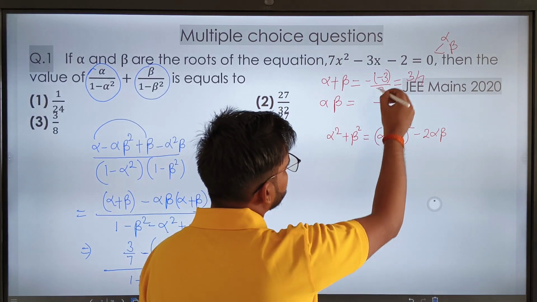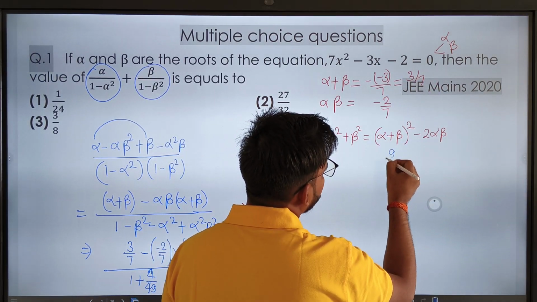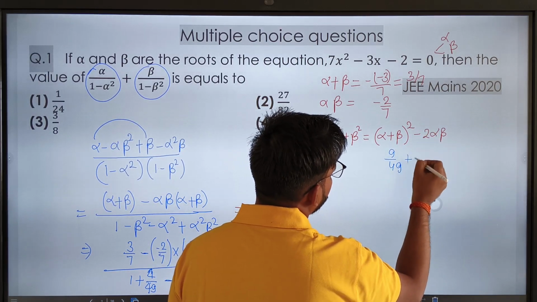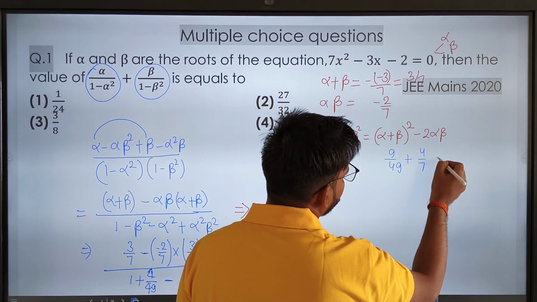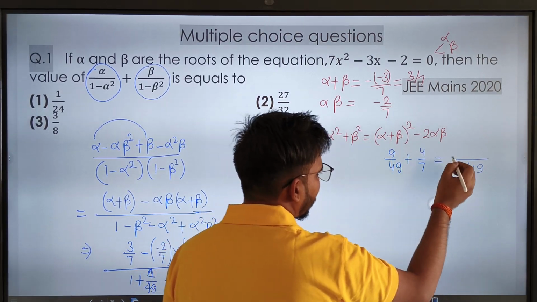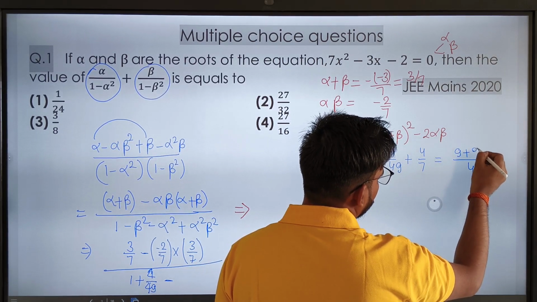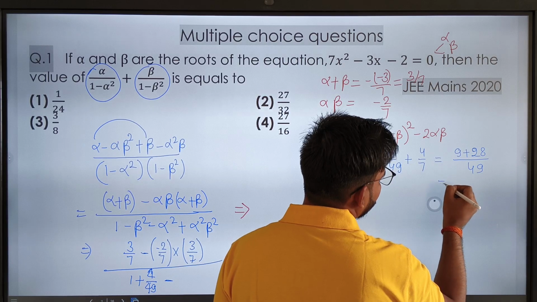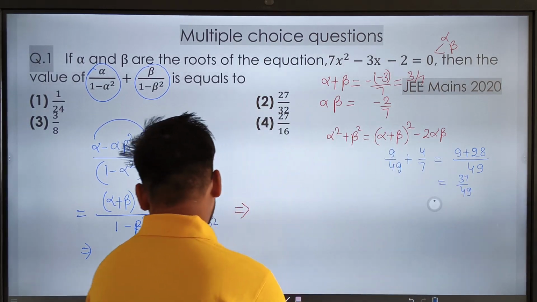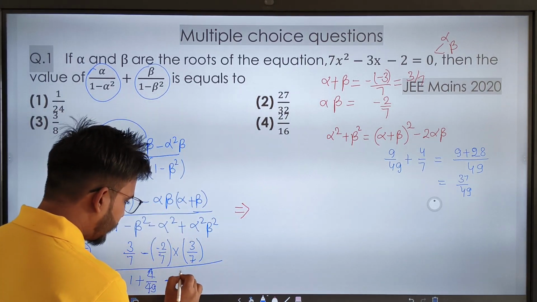So if I put the values here, (alpha plus beta) whole square means 9 by 49, minus minus, plus, so it is going to be 4 by 7. If I take LCM, again 49, and it is going to be 9 plus 7 4s are 28. So 28 plus 9, I think it is 37 upon 49. Okay, let's put this value here. So it is going to be minus 37 upon 49.